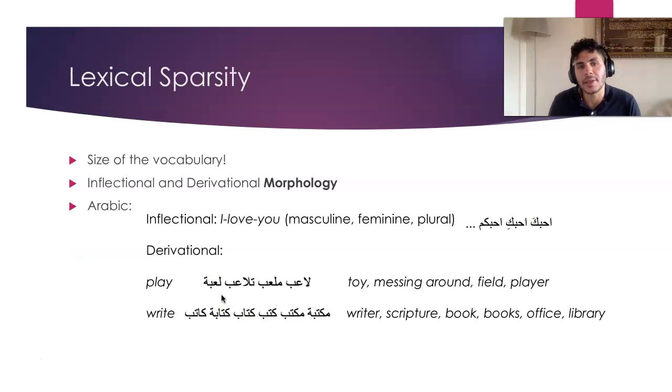First of all, we define lexical sparsity as the size of the vocabulary in a given language. And this is composed of mainly two things, the morphology and the orthography of the language. Unlike the simple morphology of English, in Arabic there's inflectional and derivational morphology, such that one word could be inflected up to 100, 200, or even 300 words. Or one word could be derived into several other words of different meanings, such that play could derive toy, messing around, field, player. Write could derive writer, scripture, book, books, office, library.